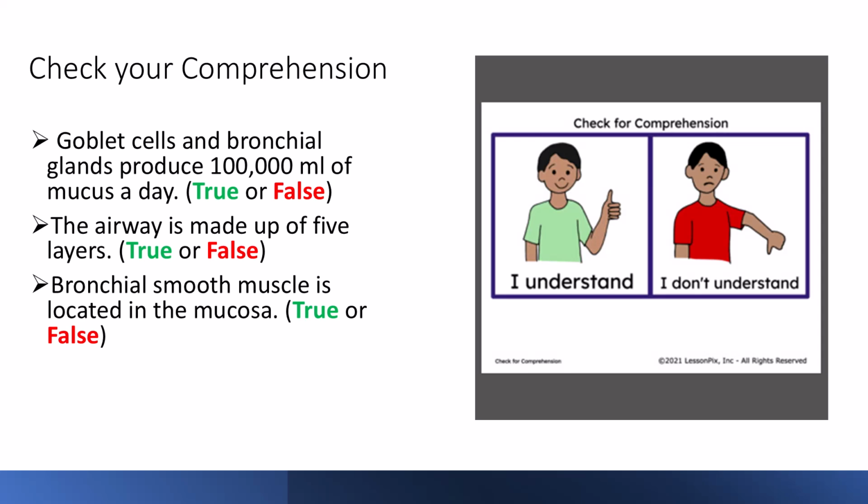Check your comprehension. Goblet cells and bronchial glands produce 100,000 milliliters of mucus a day. True or false? False. The airway is made up of 5 layers. True or false? False. Bronchial smooth muscle is located in the mucosa. True or false?